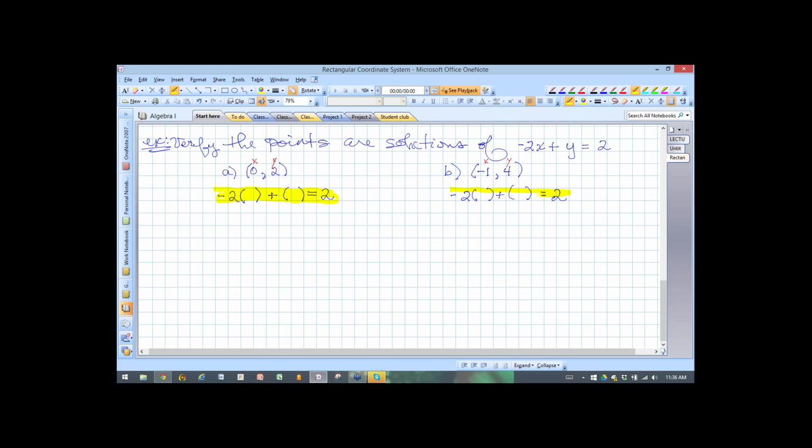So let's try A. Plug in for x 0, where there's an x, put a 0. And then where there's y, we're going to put a 2. So what happens here? This is -2 times 0, which is just 0, plus 2 is equal to 2. That's easy, so 2 is equal to 2. So it's a true statement, so it's going to be a solution.